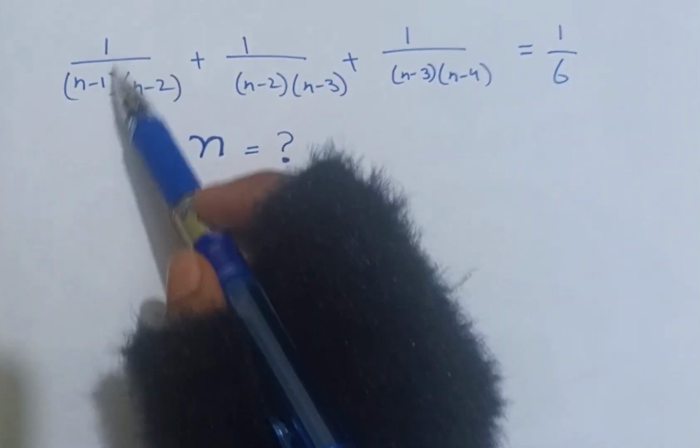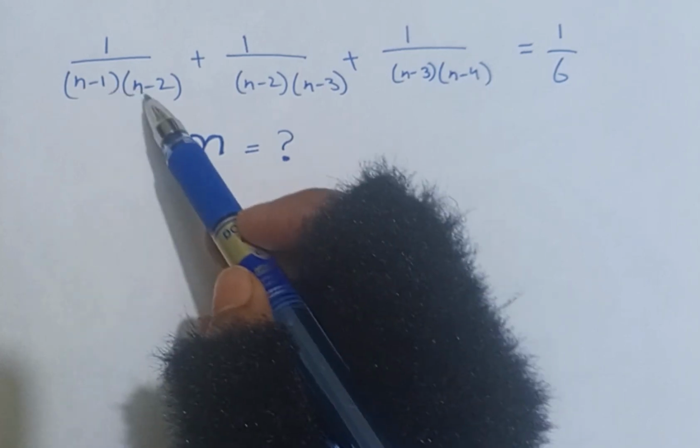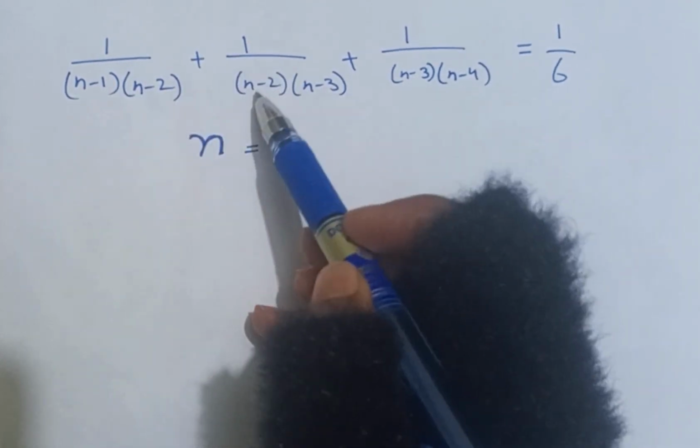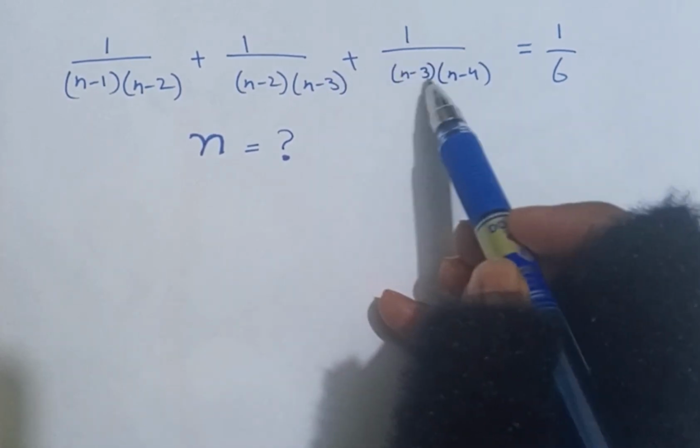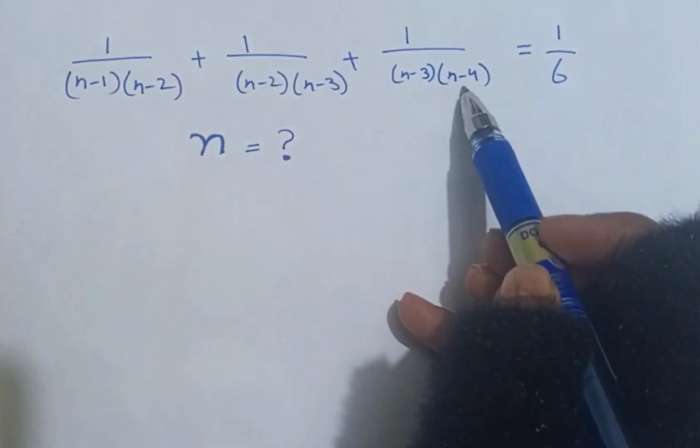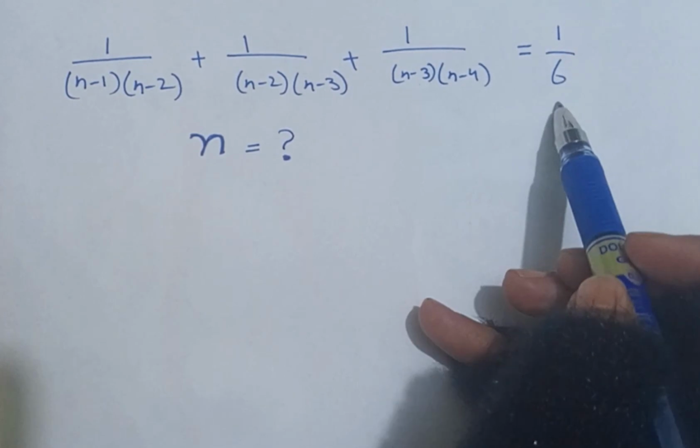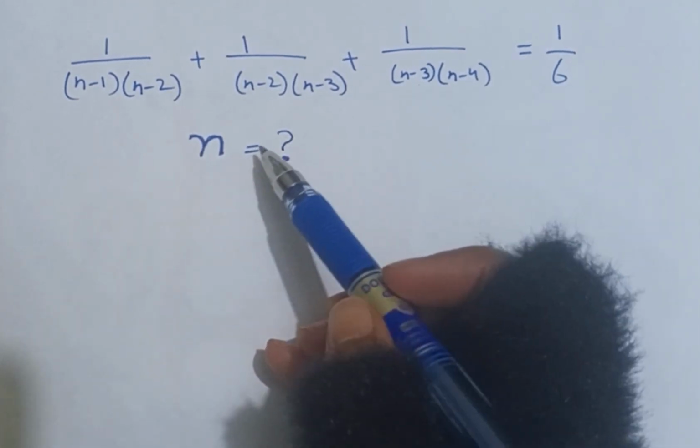In this video, we discuss this question. The question is 1 over (n minus 1)(n minus 2) plus 1 over (n minus 2)(n minus 3) plus 1 over (n minus 3)(n minus 4) is equal to 1 over 6. What is the value of n in our question?